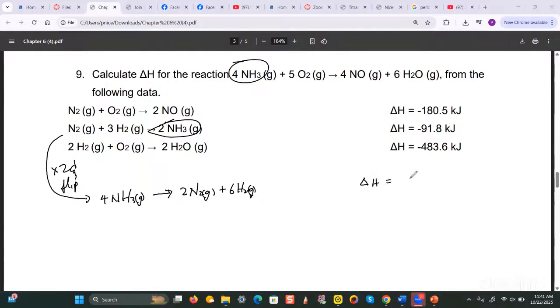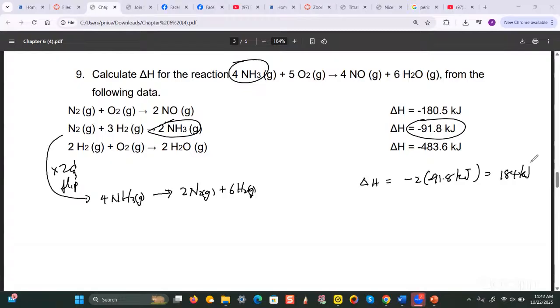The opposite sign and you multiply it by 2. Exactly. So you're going to put a minus sign in front of it and multiply by 2. So minus 2 times whatever this is, 91.8 kilojoules, which will be minus itself, right? So let me work that out now. 91.8 times 2, rounded off to 3 sig figs, would be 184 kilojoules.